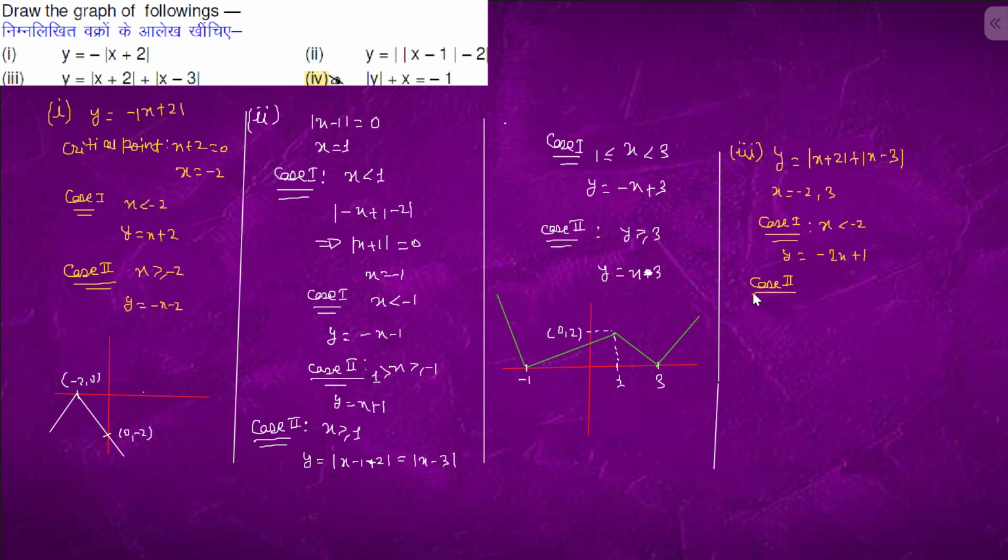Case 2, x bigger than or equal to minus 2, less than 3. The first one will come out to a positive, the second will come out to a negative, which is 5. Case 3, x bigger than or equal to 3. All will come out to a positive, which is 2x minus 1. This is the curve.